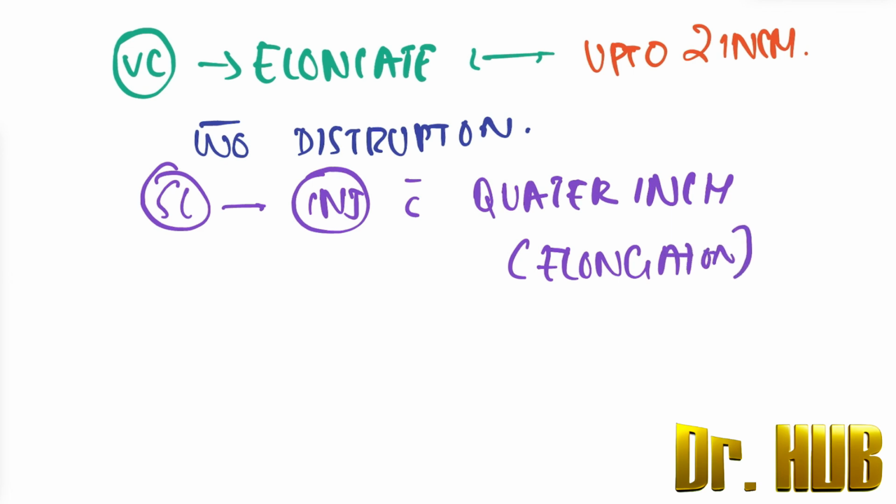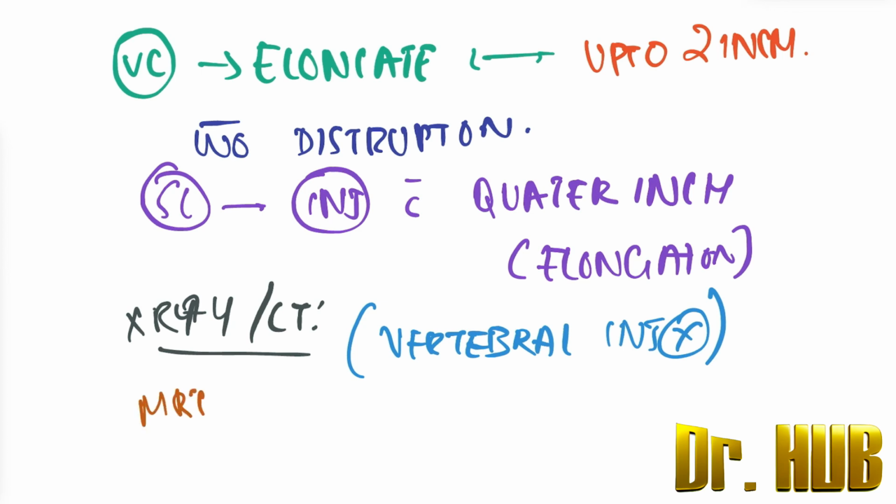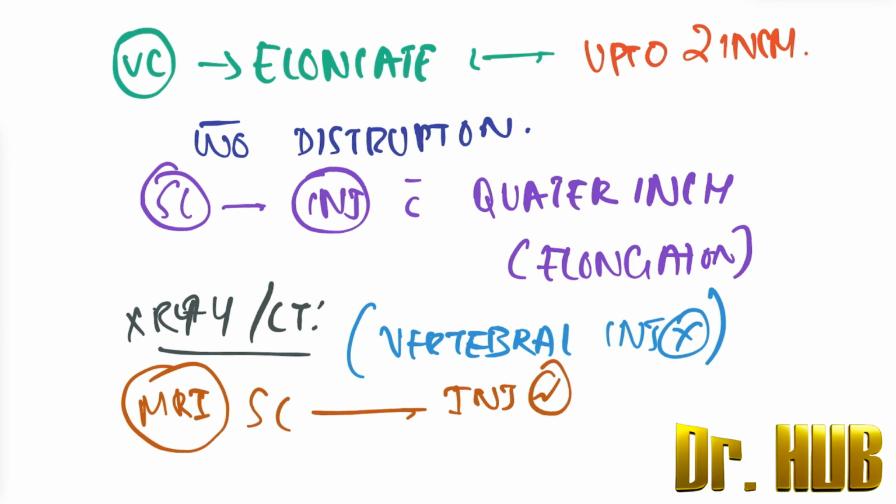Now in terms of the X-ray or the CT, they may not show the vertebral injuries, but the MRI shows evidence of the spinal cord injury. So when you look at the MRI, the spinal cord injury is seen.